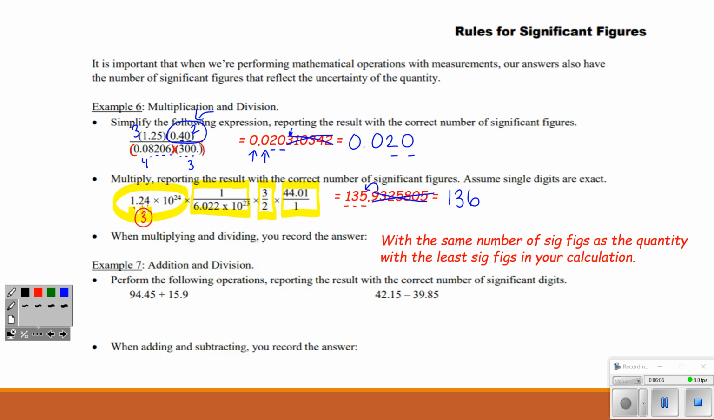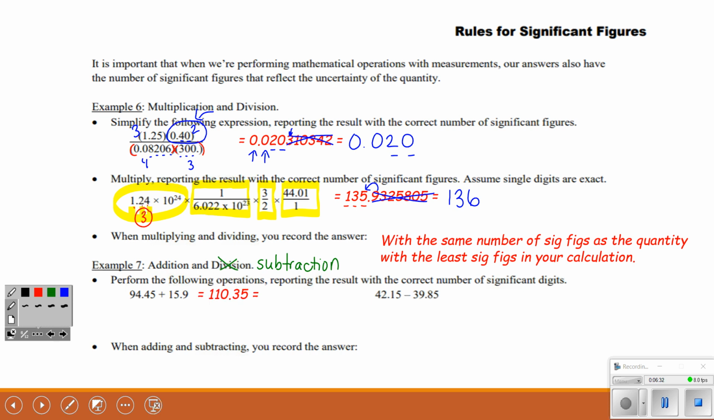Okay? Now I want to go down here to the addition, and this should not say addition and division. This should say addition and subtraction. So sorry for that. Make sure you correct that on your notes. Adding and subtracting. So when you add and subtract, you're actually looking for how many places past the decimal are in the least precise measurement.